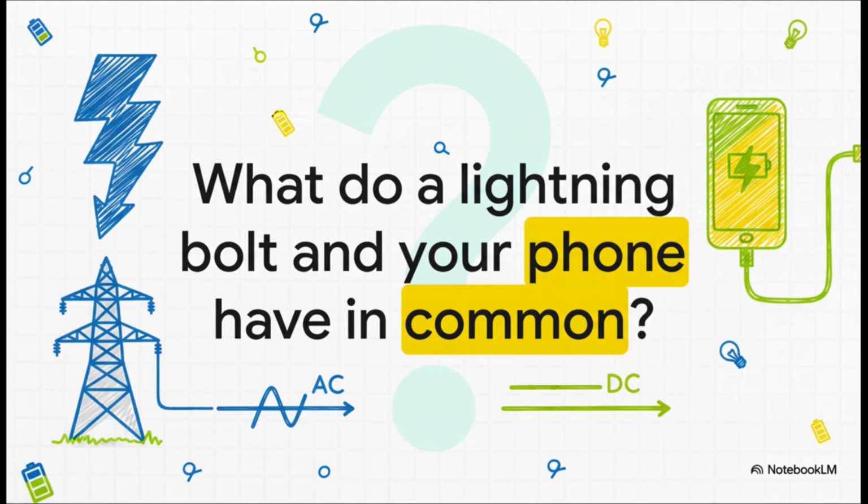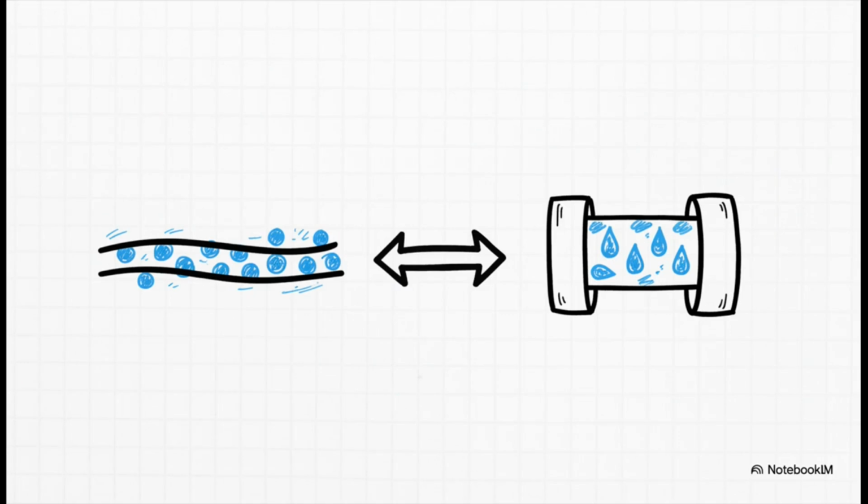So, what's the connection? It's electricity, of course. A lightning bolt is just this massive, wild, totally uncontrolled burst of electrical energy. Your phone, on the other hand, uses a tiny, super precisely controlled little flow of it. They're basically two sides of the very same coin, and we're about to see exactly how this invisible force really works.